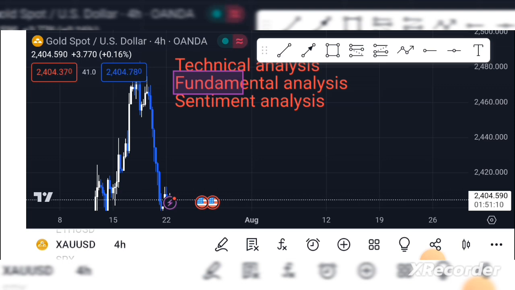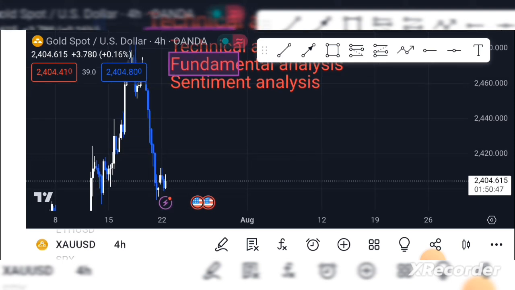What I'm doing here with my charts and indicators is just technical analysis. Fundamental is the impact from the country: the monetary impact, and the political events or other events happening in the country. That is what we consider as fundamental. Then sentimental is just from us.